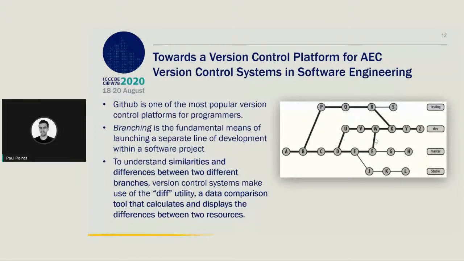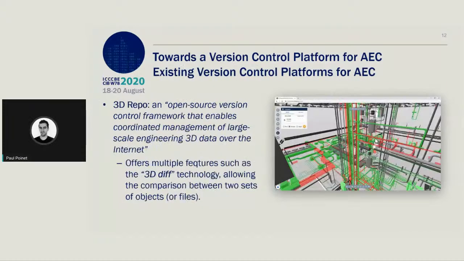I will skip that. Then what we are interested in is to look at version control systems in software engineering. For example, GitHub is one of the most popular version control platforms for programmers. You have branching, which is a fundamental means of launching a separate development branch. And there is 3D Repo, which actually took this version control system, but for 3D environments.